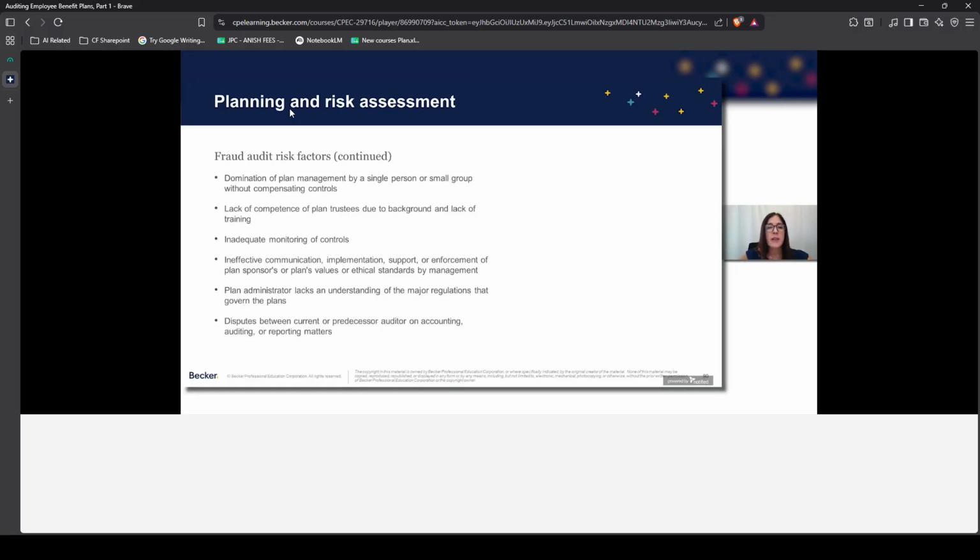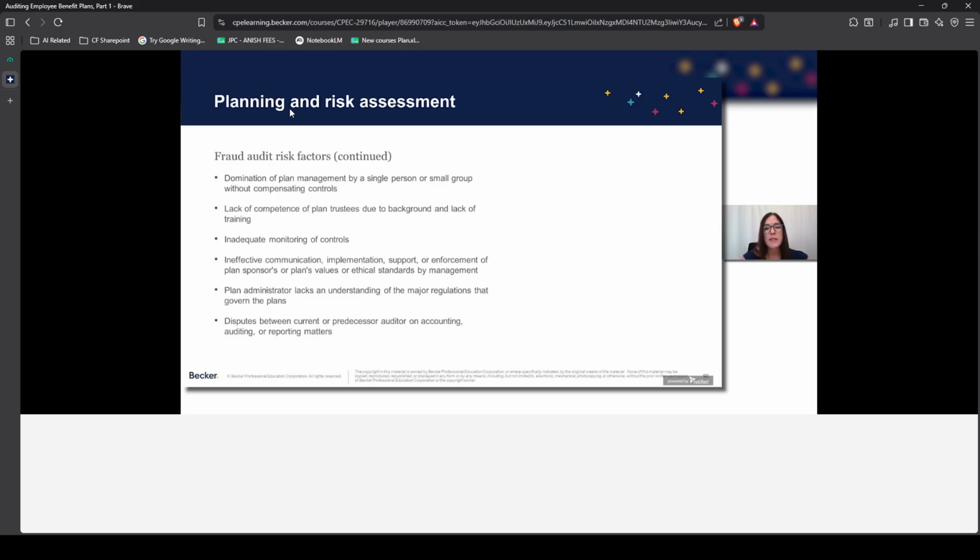If you identify a fraud risk, you have to respond to that fraud risk. And it has to be a specific response. It does not mean that you're testing for fraud. It just means you're responding to a potential fraud risk factor. And these are just some additional examples here of potential fraud risk factors. Inadequate monitoring of controls. They lack an understanding of the major regulations that govern the plans.